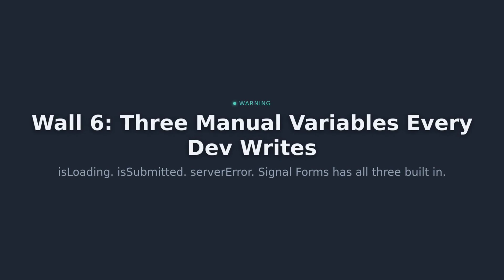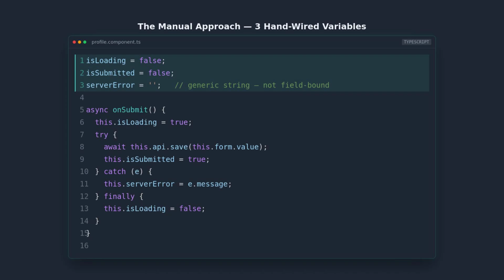Wall 6, everyone writes the same 3 variables for form submission: isLoading, isSubmitted, and a server error string. Signal Forms built all 3 in. Most developers never find them. Here's what it looks like in code: 3 properties wired by hand. isLoading toggled in every try and finally block. isSubmitted set manually on success. Server error as a plain string, not bound to a field, not reactive, just a string you push to the template.